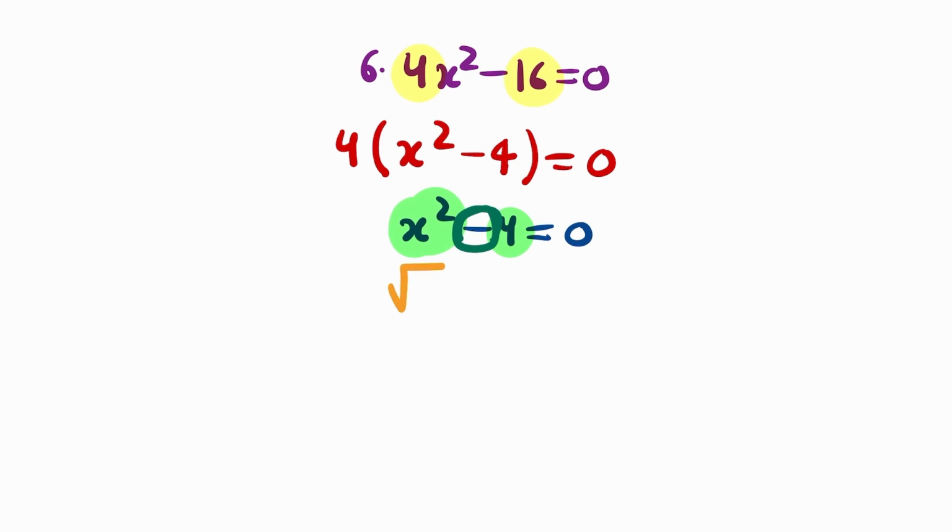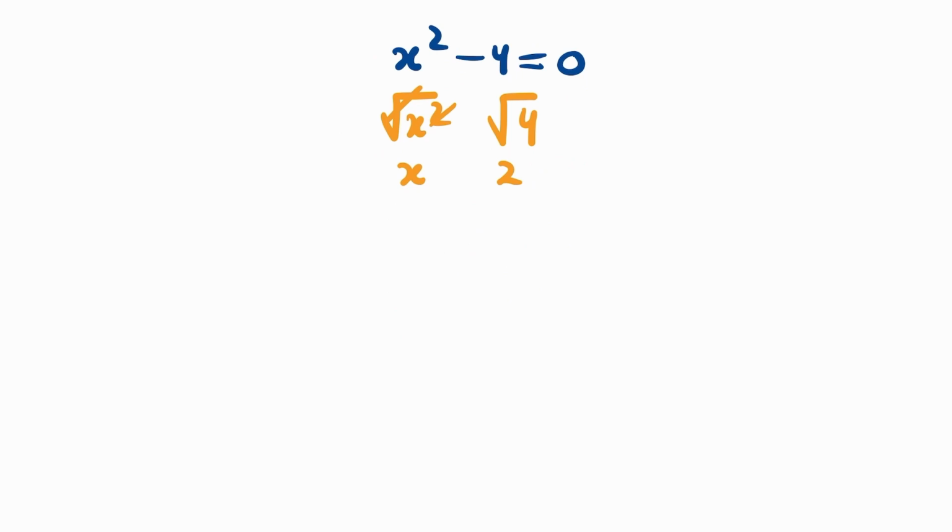Take the square root of both the terms, square root of x squared and square root of 4. What is the square root of x squared? Here the square root and square signs cancel out. It will be x remaining. And what is the square root of 4? It will be 2. And then after that, what do we have to do?